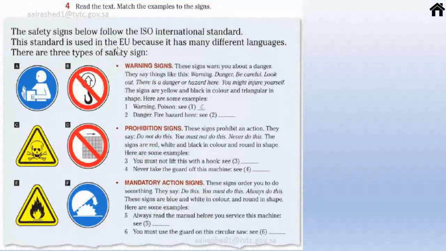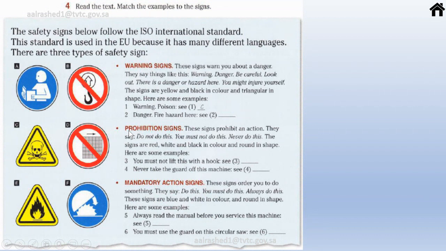So we said also that we have three types of signs. We have warning signs, signs that warn you about the danger. How can we know them? The warning signs have a triangular shape and their colors are yellow and black. So these are warning signs.